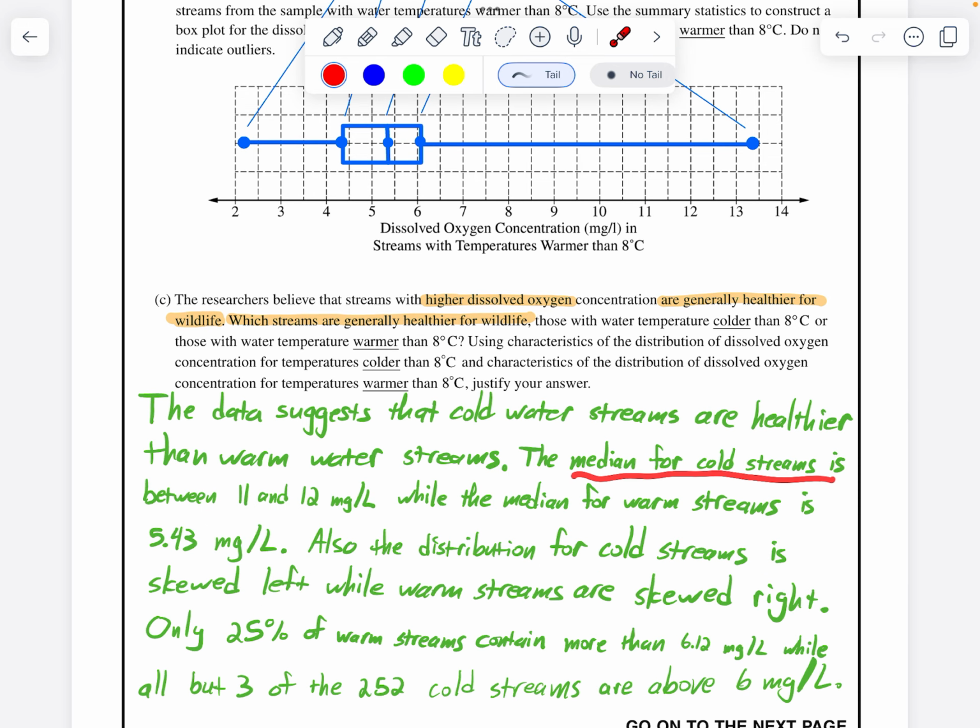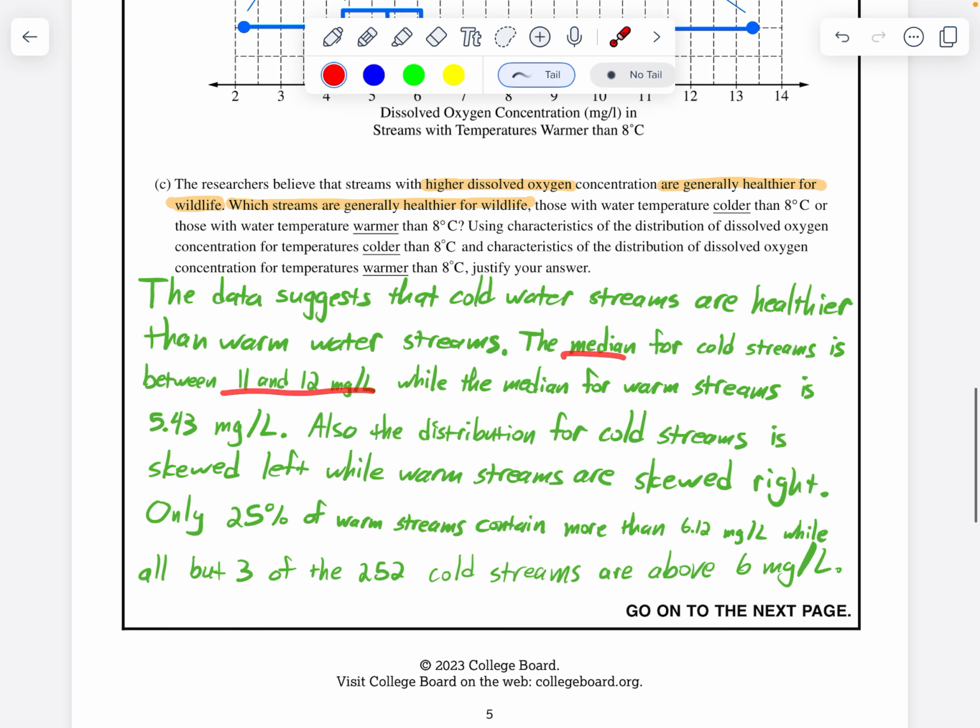The median for the cold streams is between 11 and 12, while the median for the warm streams is 5.43. Well, first I answered the question. Make sure you are very clearly answering it. I said the data suggests cold water streams are healthier, okay? And here's why. Comparing the medians. I also just mentioned the shape. I don't know if that's entirely applicable, but it can't hurt to add more information that is showing your understanding.